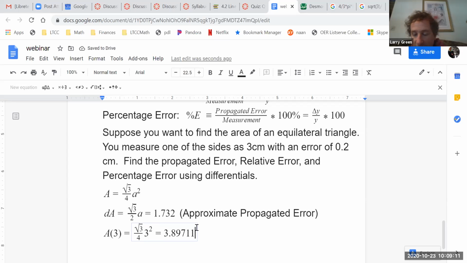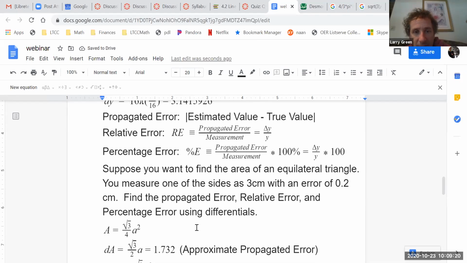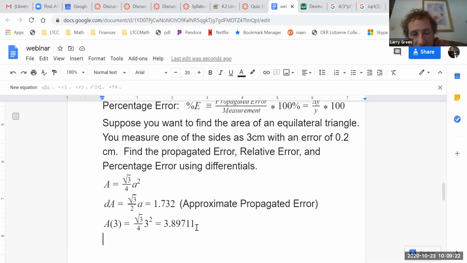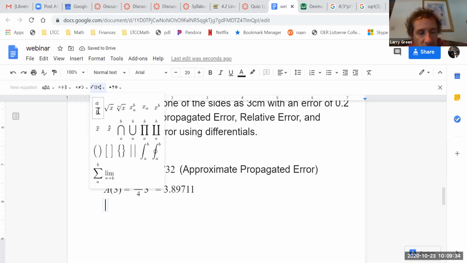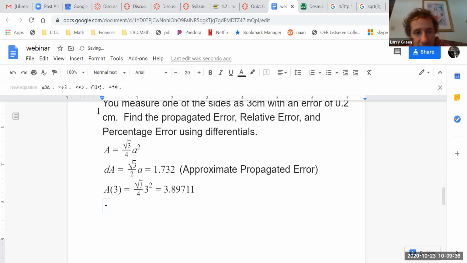Okay, now we're ready to get the relative error. So the relative error will be, by the formula, the propagated error over the measurement. Well, our measurement was 3.89711. So let's write this down. So we're going to take our dA, which is 1.732, and divide by 3.89711.